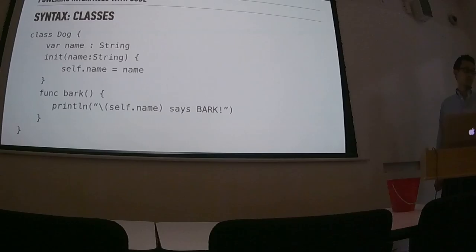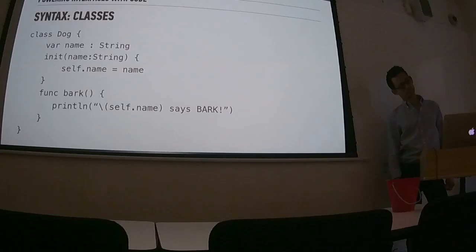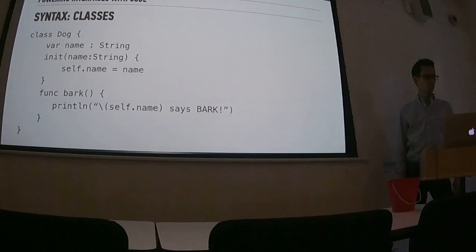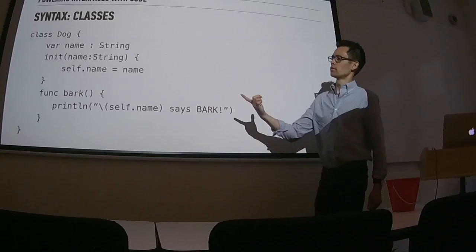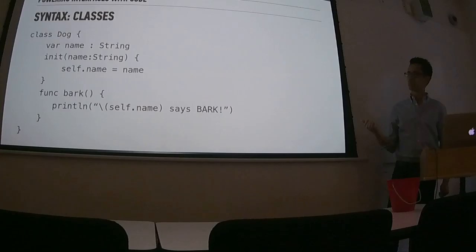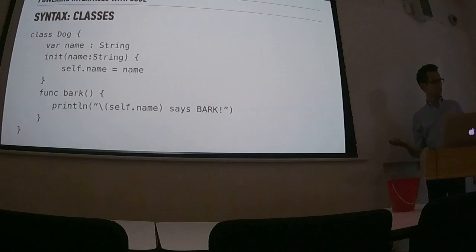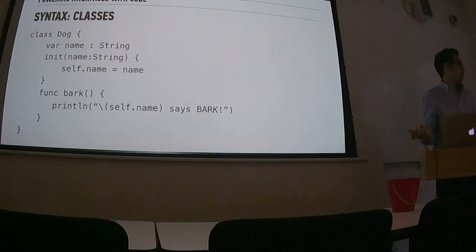Classes. Aaron, what does it mean to declare a class? Basically setting a name to a class. Right. More or less. So, in this case, what is name here? What do we call this? Property. That's right. What is bark? Method. A method. That's right. And is there a difference between a method and a function at this point? No. Not particularly. It just lives inside of a class.